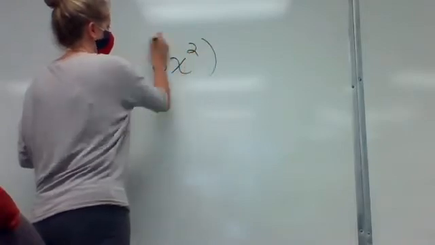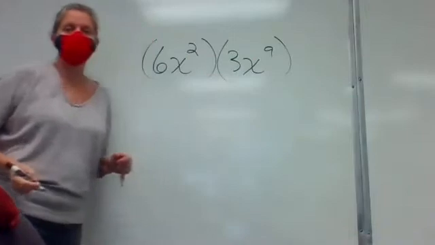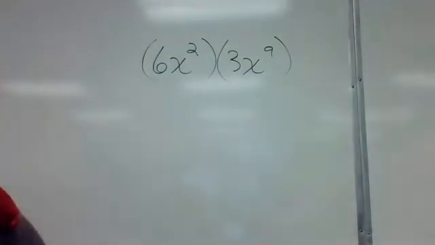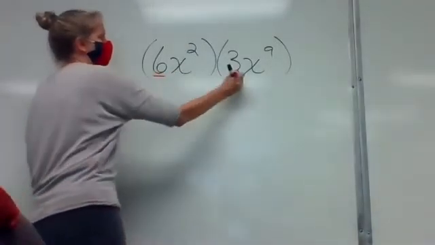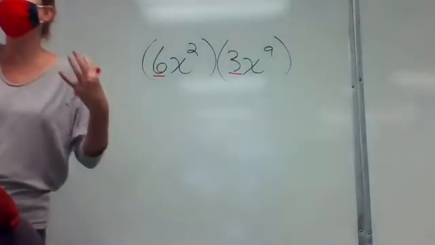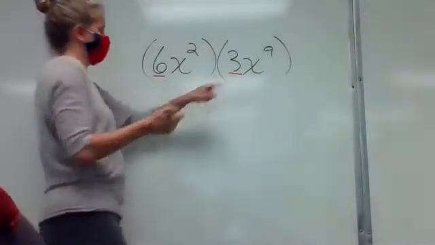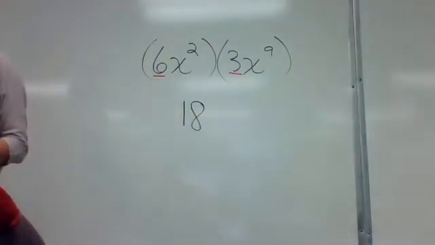Right, number 2, you have 6x squared times 3x to the 9th. So we're multiplying, right? So the multiplication rules do not change. When you're multiplying plain numbers, you just straight multiply them like you always have. 6 times 3 gives me 18.